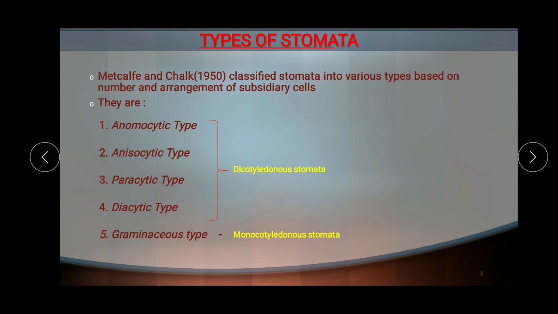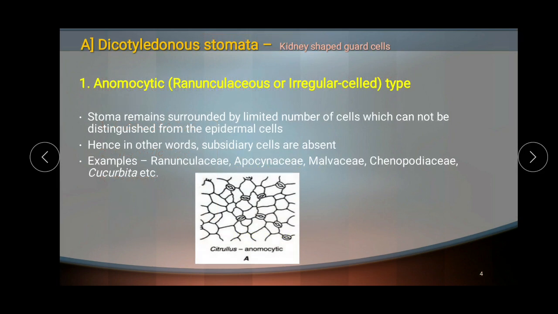From dicotyledonous plants, there are four types, while from monocotyledonous plants there is only one type. The first one is called anomocytic type, second anisocytic type, third paracytic type, while the fourth is diacytic type. And from monocotyledonous plants, there is only one type, that is the gramineous type. Now moving to the details of each type.